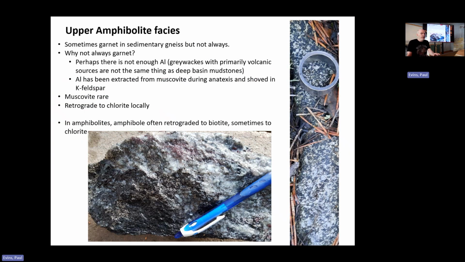So that's what I had to say about that. And I'll just move straight on to metamorphism now.